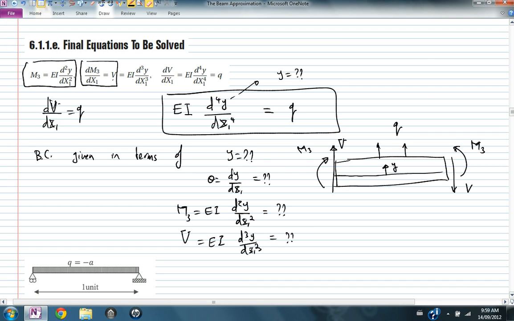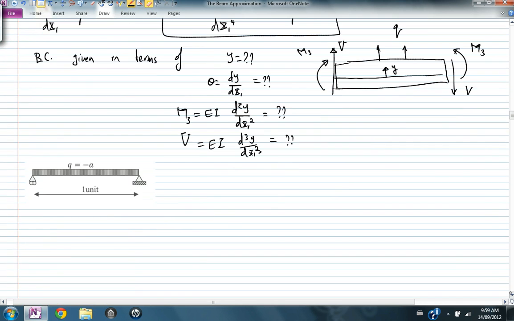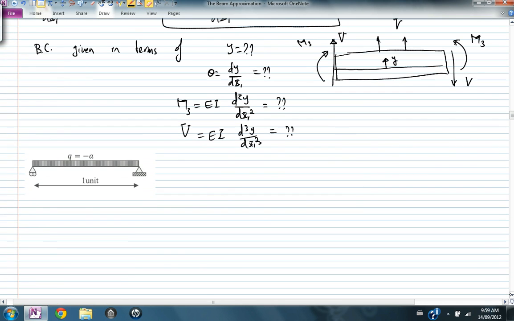Okay, so let's apply this to a simple example. I have a simple beam. I would like to find the deflection everywhere, and I would like to find the stresses everywhere in the beam. Because remember, finally, I would like to find the stresses. From the stresses, I'd like to find, for example, von Mises stress, and based on the von Mises stress, I will decide whether this beam is safe or not. So Q is given as equal to negative A, negative because it's acting downwards. And remember that the positive directions are drawn here, positive directions for boundary conditions.